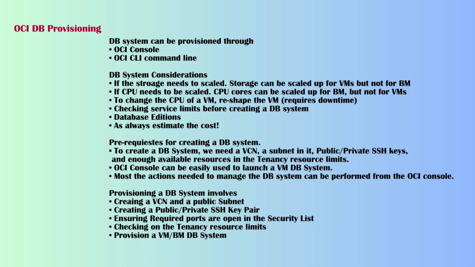DB systems for OCI can be provisioned through console or OCI CLI commands. Considerations for deciding the shapes. Storage can be scaled up for VMs but not for BM. CPU cores can be scaled up for BM online but not for VMs. To change the CPU of a VM, you need to reshape the VM, which requires downtime.